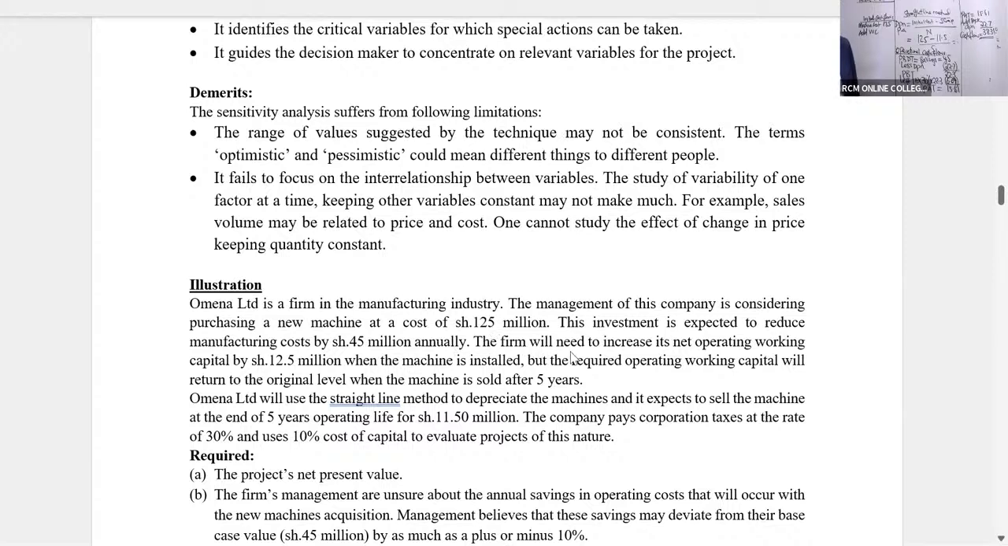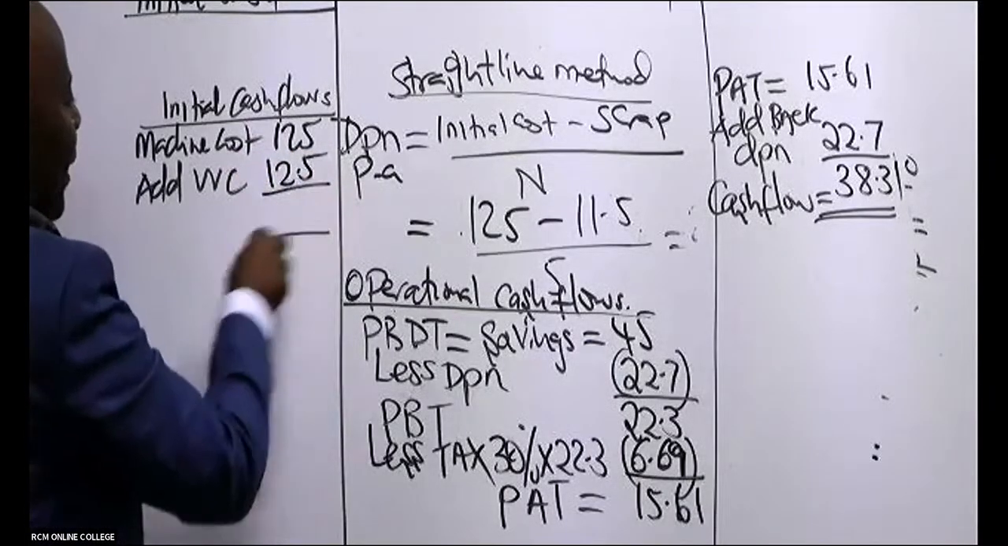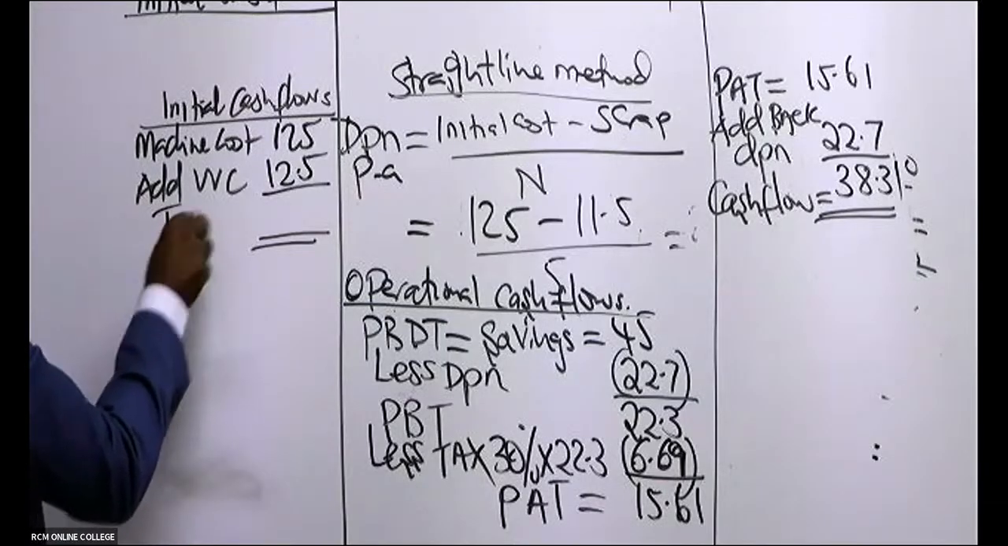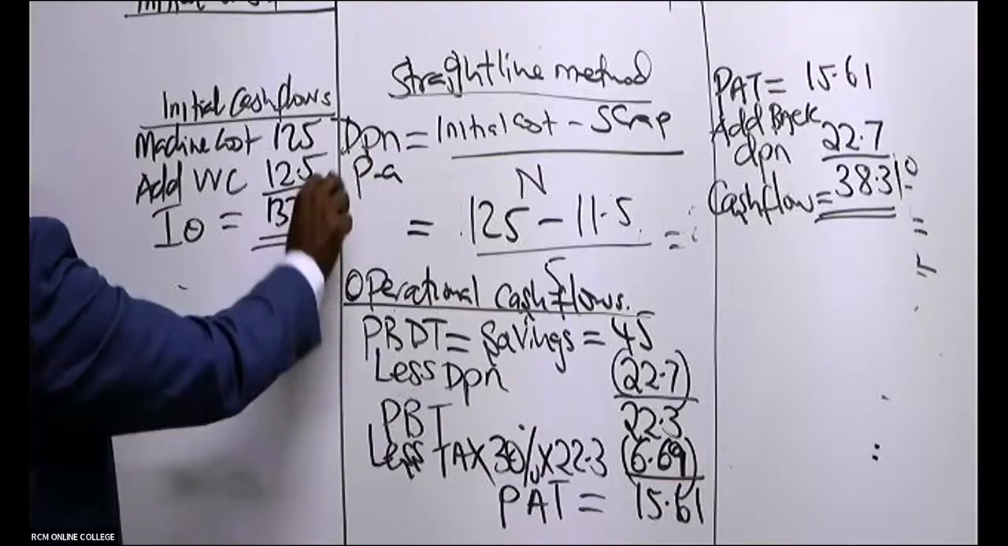Somewhere we are told, the firm will need to increase its net operating working capital by 12.5. Yeah, so 12.5. So you come and add this. This will be our IO, standing for initial outlay or initial cash flow. So the initial outlay is 137.5. Thank you very much.